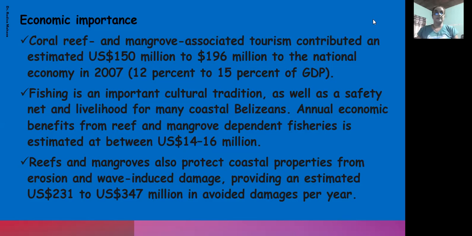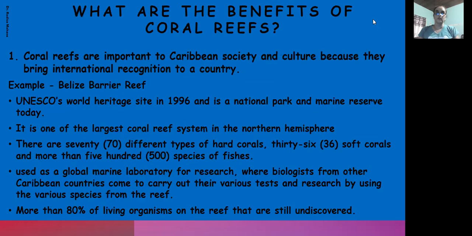Okay, the reefs and mangroves also protect coastal properties from erosion and from being damaged by waves. And because of the protection that it gives, they prevent damage worth 231 to 347 million a year. So these are some very good examples to use to show the importance of the coral reefs. So when we're talking about importance, any question that you get on importance of coral reefs, you can use the Belize Barrier Reef as your example.